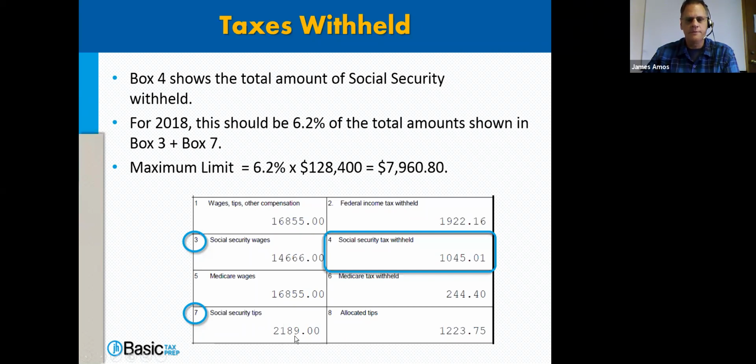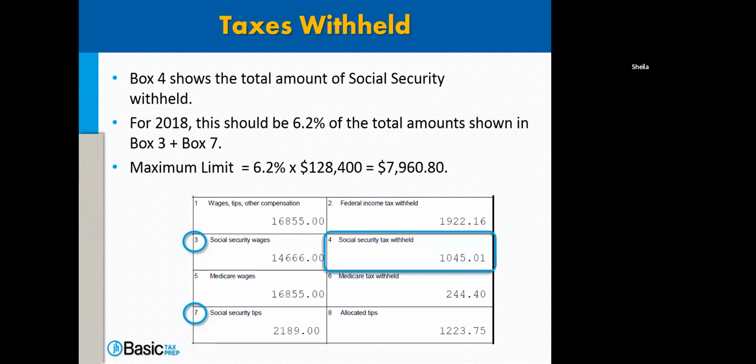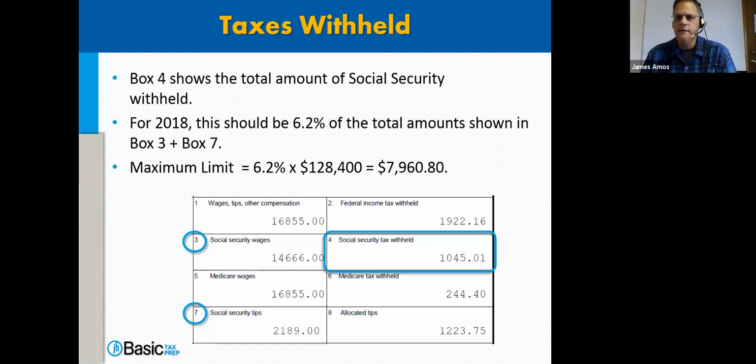Let me think about what I'm just saying here for a second, guys. Yeah, it's this amount plus this amount. So you add Social Security wages and Social Security tips together and multiply that by 6.2%. So let's do this. Does everyone have a calculator handy? Yes. Yep. Okay, excellent.